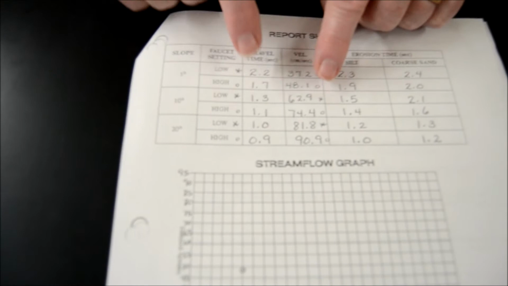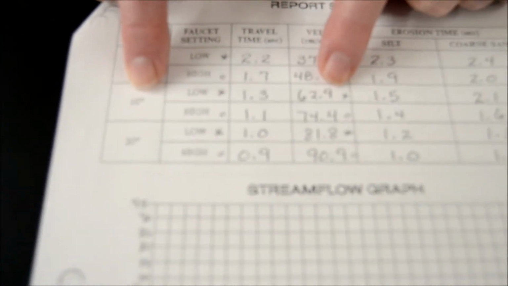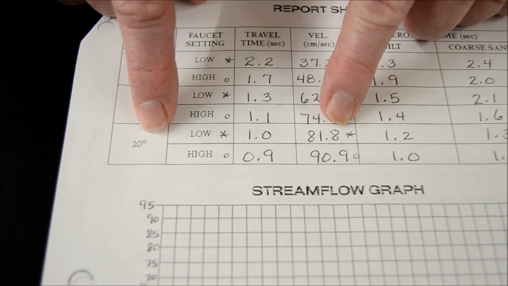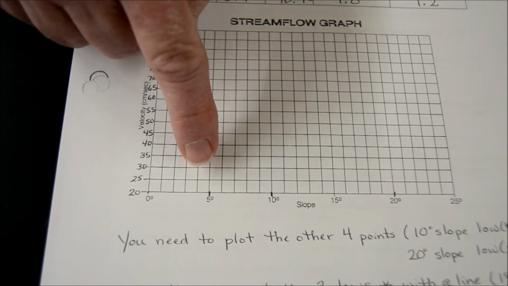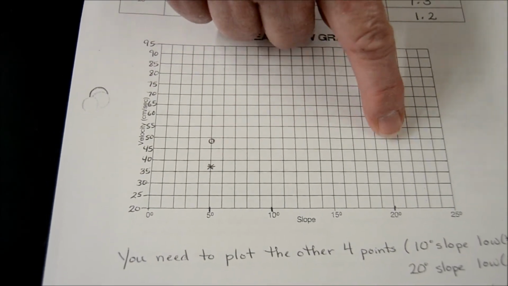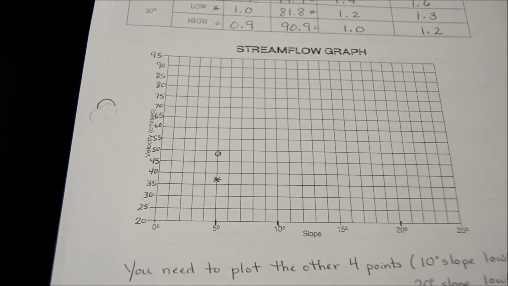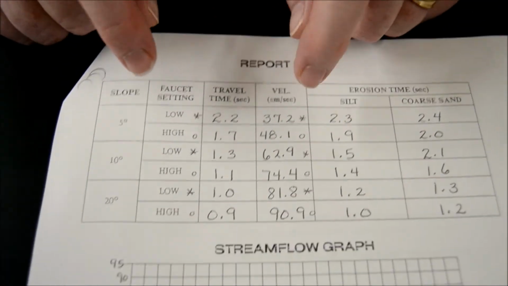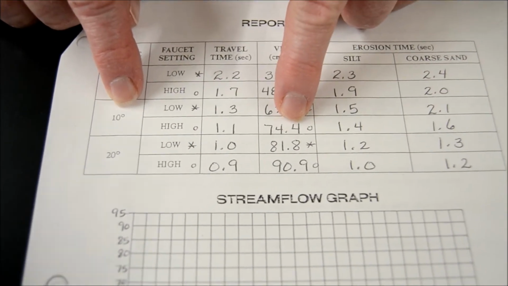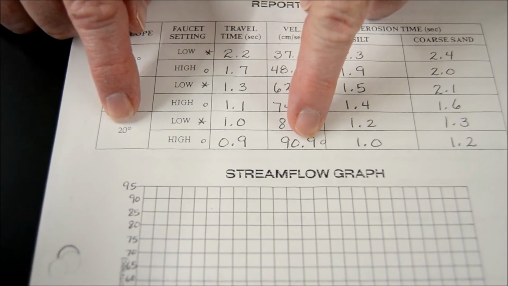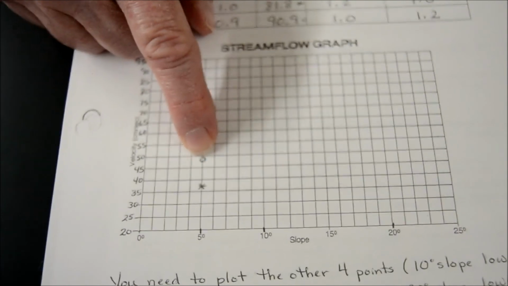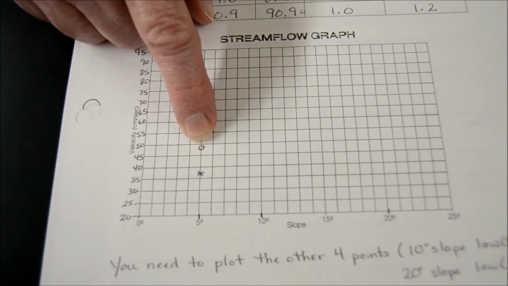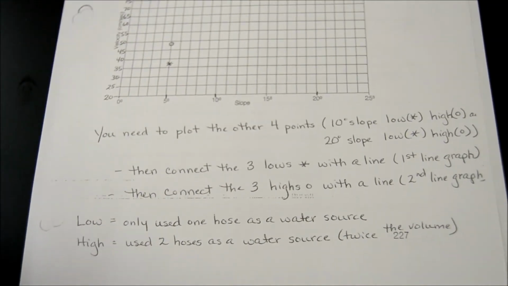So what I need you to do is plot the low for the 10 degrees and the low for the 20 degrees. Take those three, the one from the 5, the 10, and the 20, and connect those. Then I need you to take the velocity for the 10 degrees high and the 20 degrees high, plot those two values and connect them with my high for the 5 degrees. I've explained it down here for you. Then I need you to answer the questions.